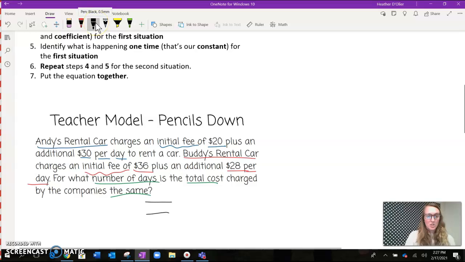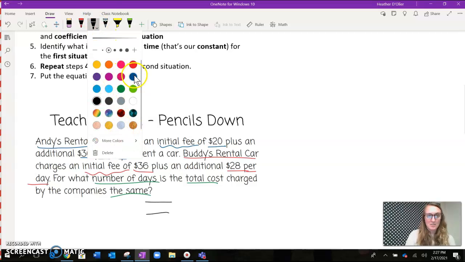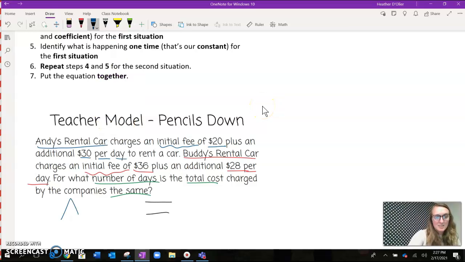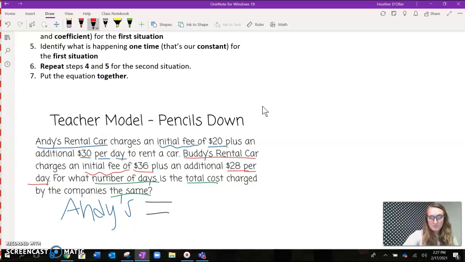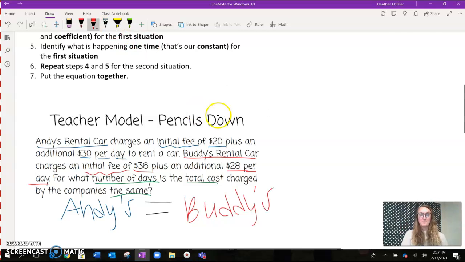So now I'm just going to change my colors for Andy's rental. Okay, so Andy's rental is over here. All right, there it goes. And Buddy's rental. Come on. Sometimes it won't let me write. I'm sorry. So Buddy's is on that side. So, right, I've separated the two situations.